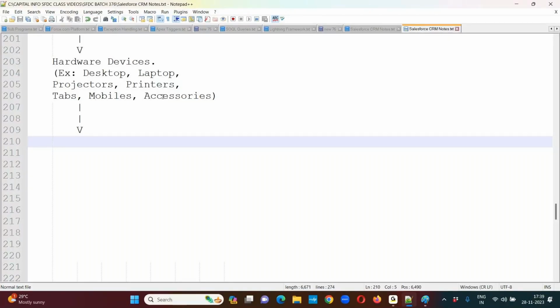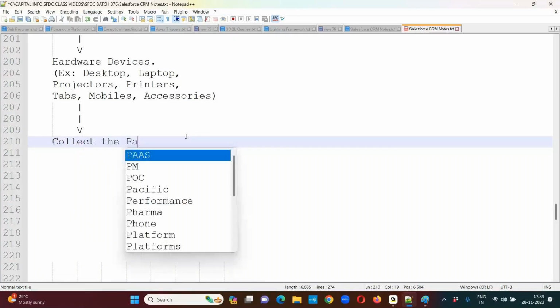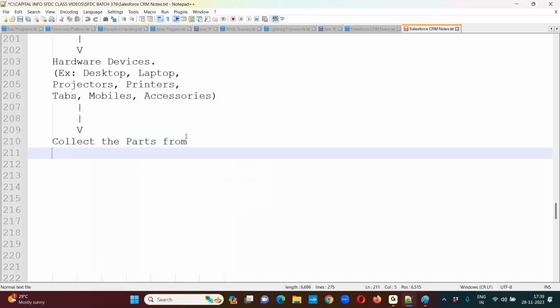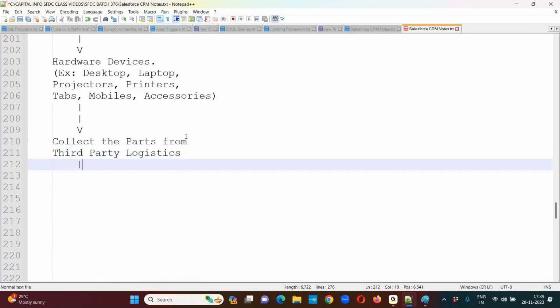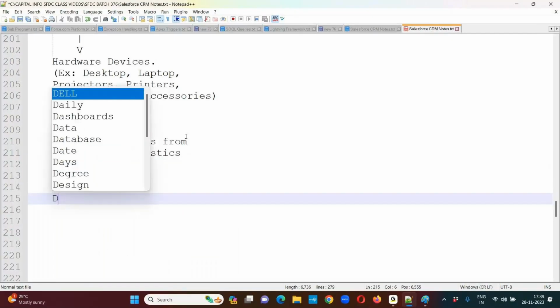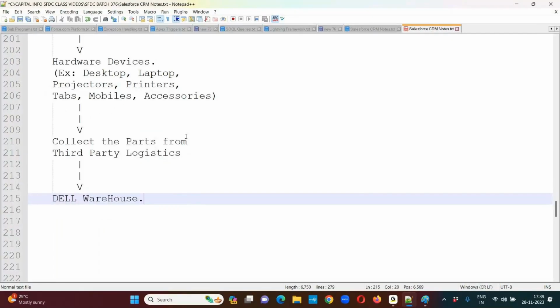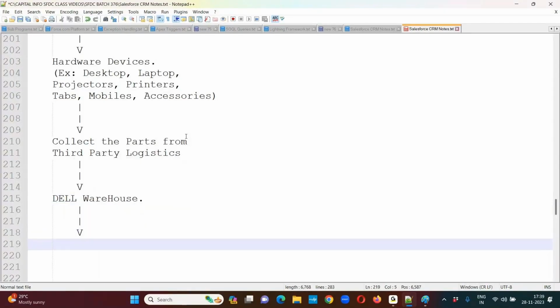Now, let me give the navigation also here. They will collect the parts from third party logistics, and all these parts are placed inside the Dell warehouse. Once all the parts are available inside the Dell warehouse, from this warehouse they distribute all these parts to various countries in the world.